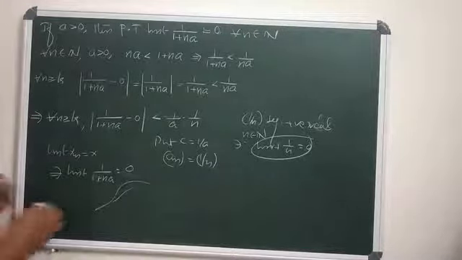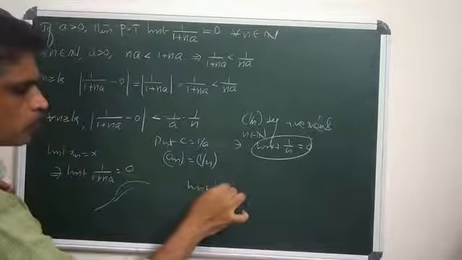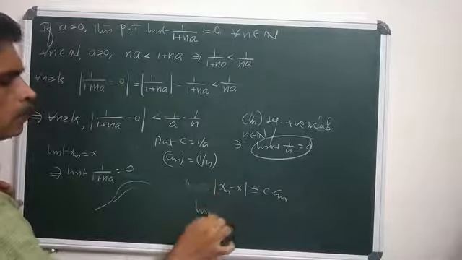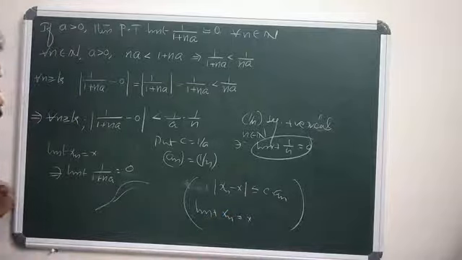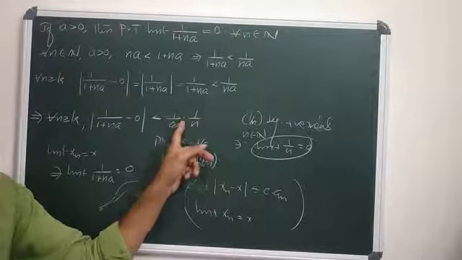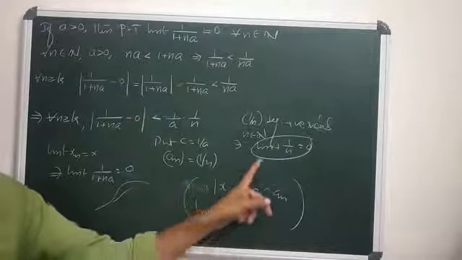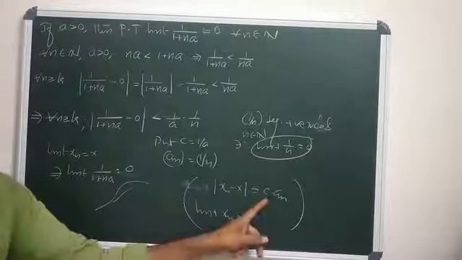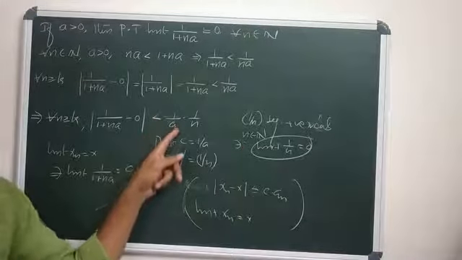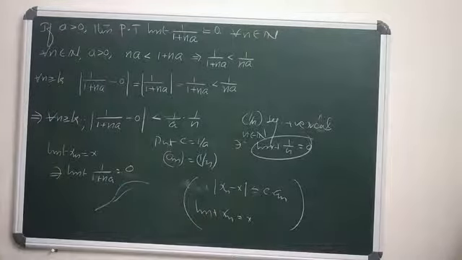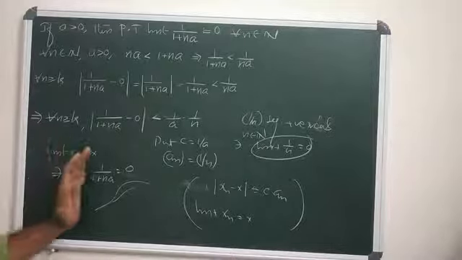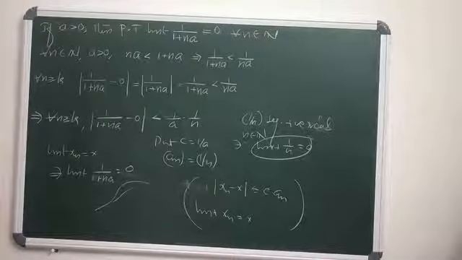Here we have this result: if the modulus of xn minus x is less than or equal to c into an, then the limit of xn equals x. This is our result. Instead of an, here it is 1 by n, and the characteristic of an is a sequence of positive reals with the limit equal to 0, which is satisfied by 1 by n. And c is positive; here a is positive, 1 by a is positive, so you can choose c equals 1 by a. So in the light of that theorem, we have the limit of xn equals x, that means the limit of 1 by 1 plus na equals 0, which is clear from the result.